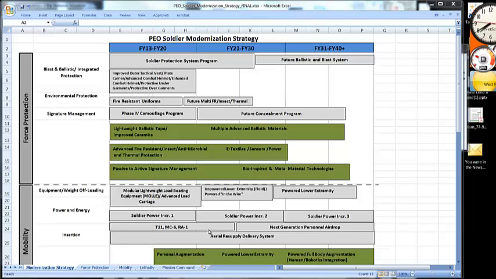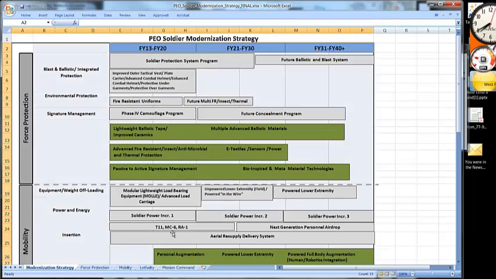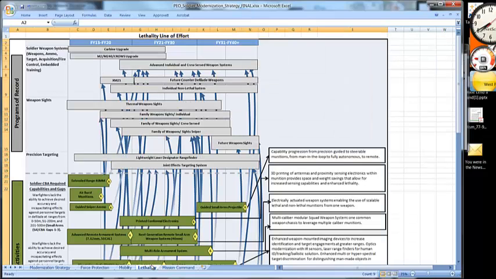Just to recap a little bit, last time it had been purely the PEO modernization strategy slide. It has their areas down here, over here is each of their programs of record, and then down below are things that they are feeding into. In this case, say lethality, you can see each of the programs of record, then each of the technologies that are feeding it, and over here all the sciences that describe those technologies and go into it.